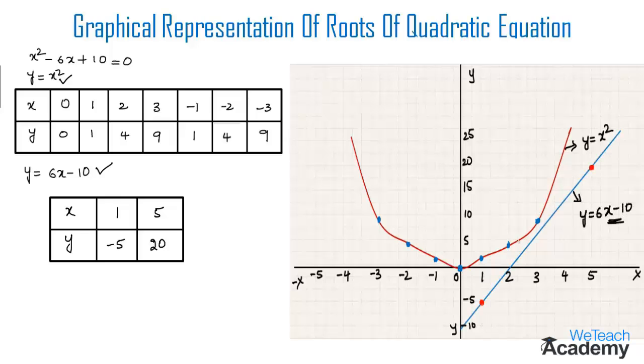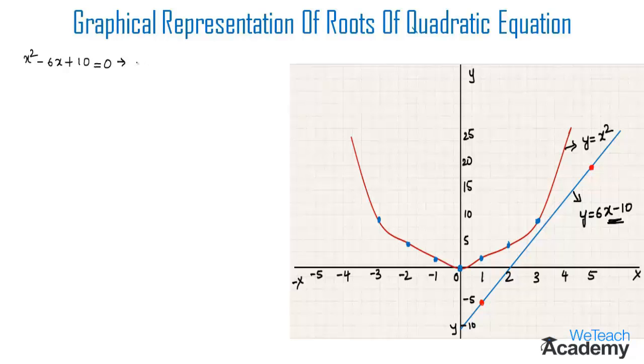And here we observe that in this case the line never meets the parabola. So there is no real roots for the equation x square minus 6x plus 10 is equal to 0. And now let us find the roots of this equation by using the formula. So by comparing the equation with ax square plus bx plus c, we get a is equal to 1, b is equal to minus 6 and c is equal to 10.